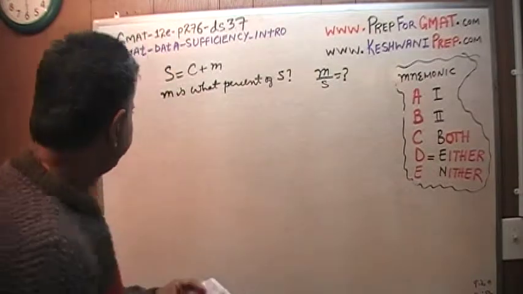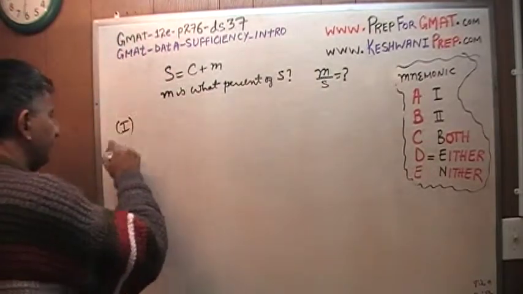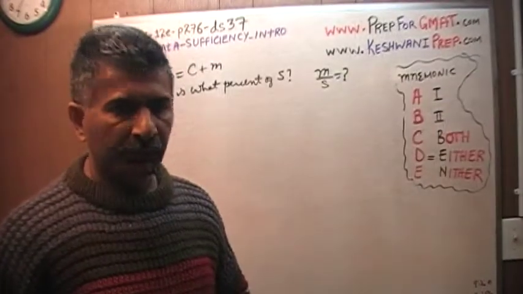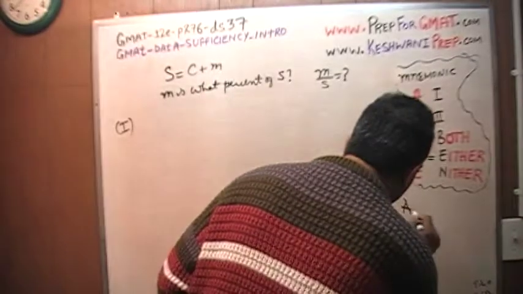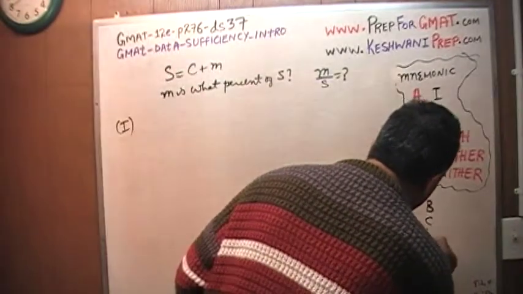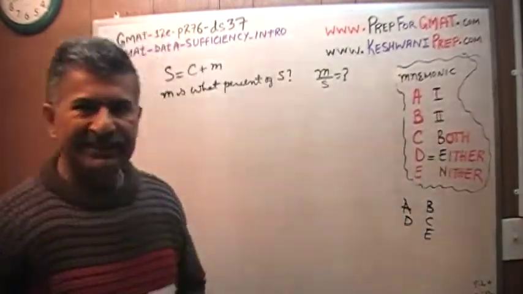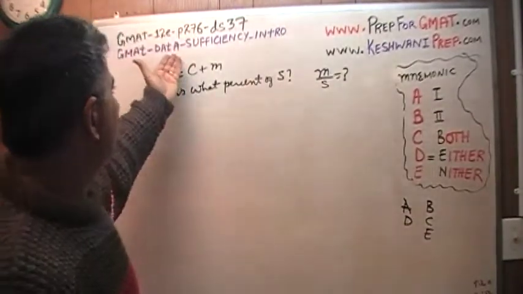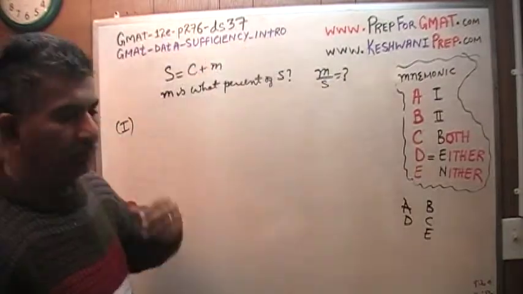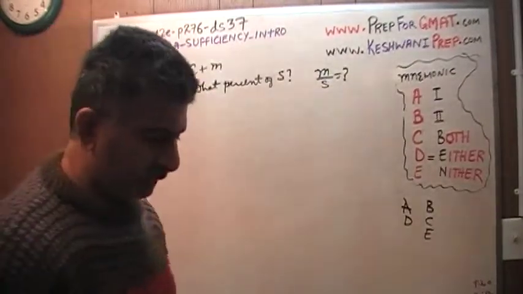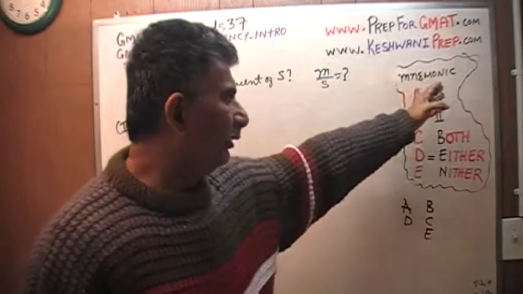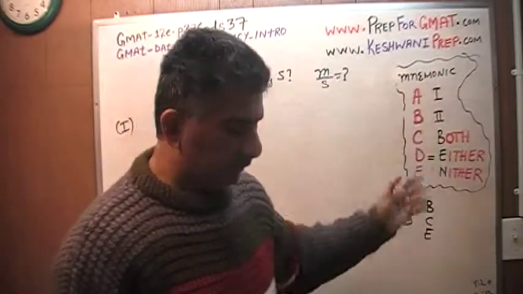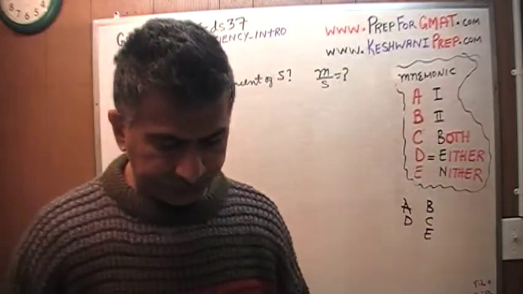Statement number 1. Since this is a data sufficiency problem, the very first thing we should do before we do our work is to write down AD, BCE. Get in the habit. And if you still do not know what I'm doing here, go and watch this video, GMAT data sufficiency intro. Just type in that tag and you'll find it. That's where I explain what all of these answer choices mean and what I'm doing here, and a mnemonic device and all that.